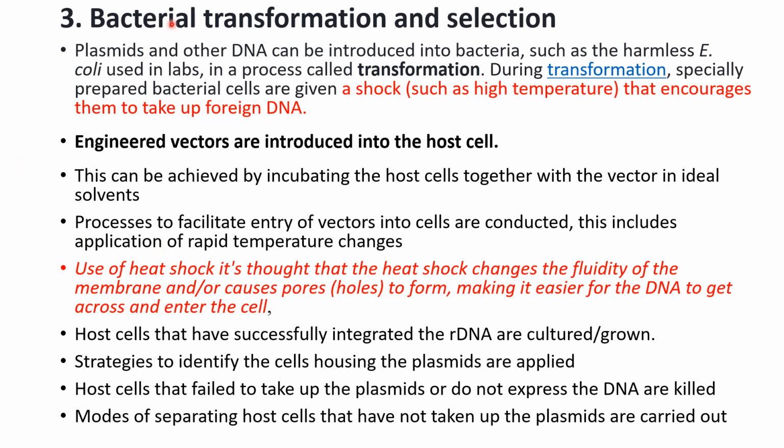The third step is bacterial transformation and selection. Remember we're saying plasmids and other DNA can be introduced into bacteria, such as the harmless E. coli. E. coli is the most commonly used bacteria in the production of most of these biological products. This process is called transformation. So what are we saying?